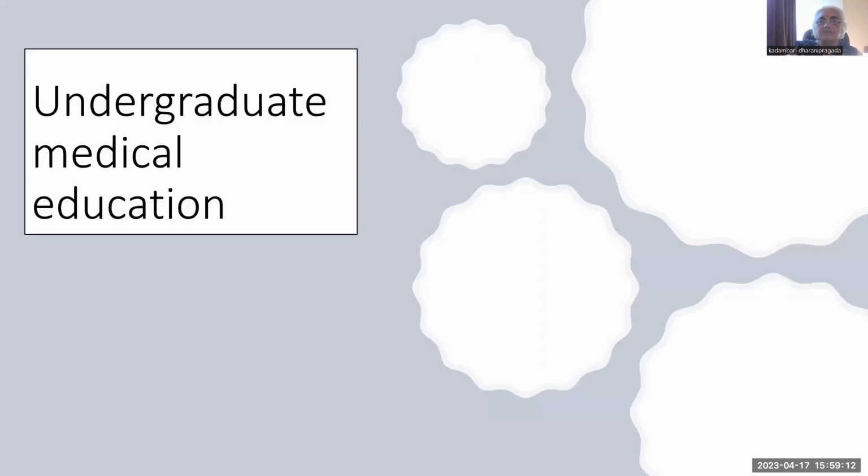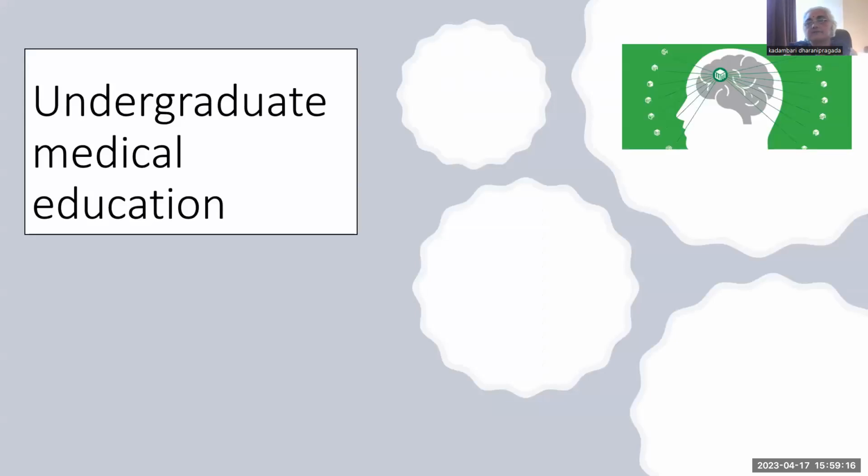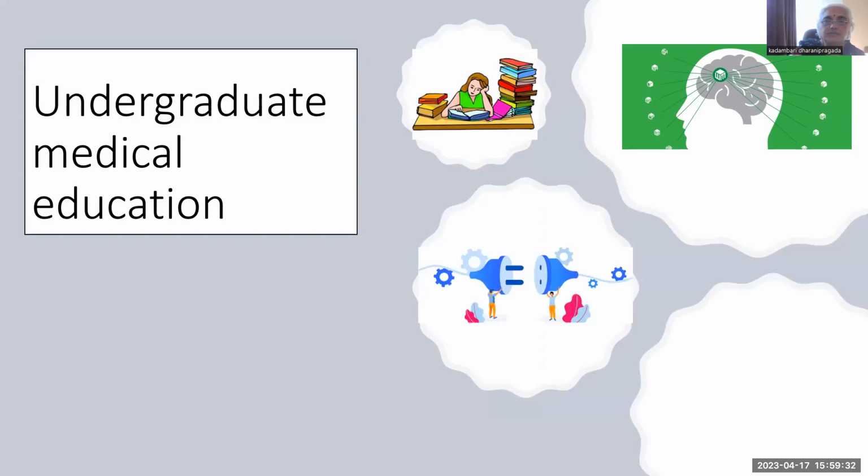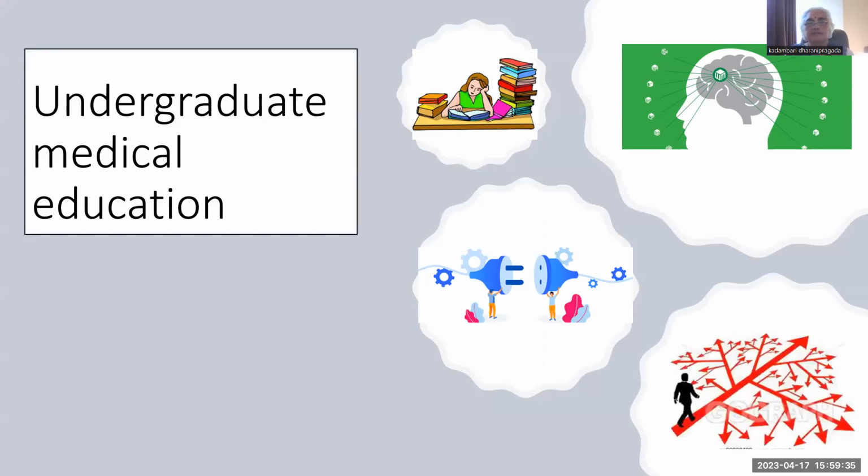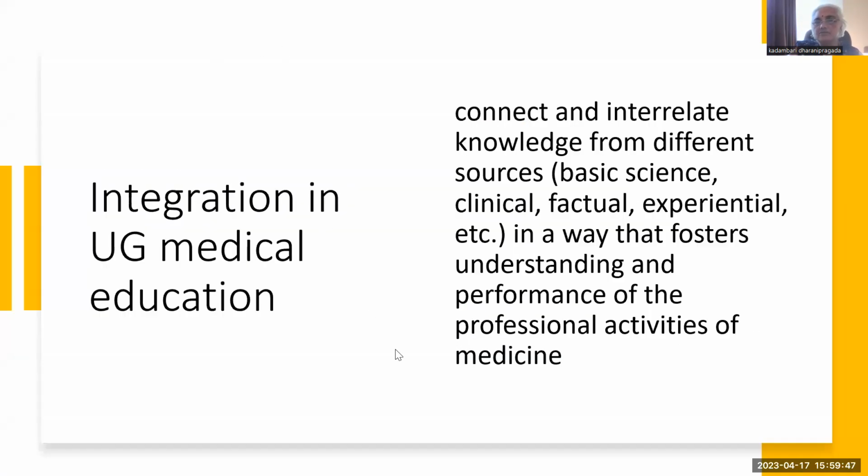So if you take our MBBS students, there are so many subjects that they have to study about, and each of them is heavy and taxing in terms of the vastness of the content. So as they go through the course, they have to make all the connections between these various subjects so that they can traverse the complex path of medical practice. So this is where integration is important in undergraduate medical education. So basically, they are trying to connect and correlate knowledge from different sources, basic science, clinical, etc. And by making these connections and developing new knowledge, they are able to understand what is required of them to practice medicine as a professional.